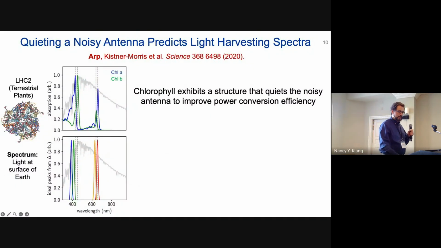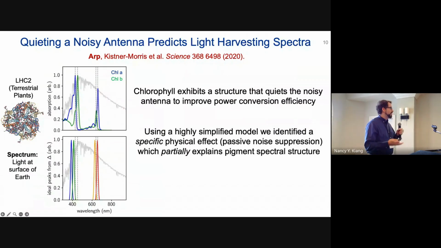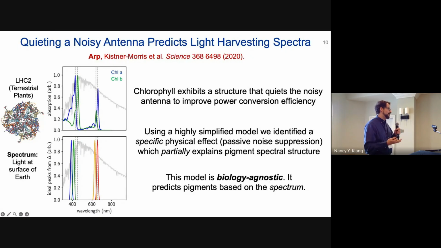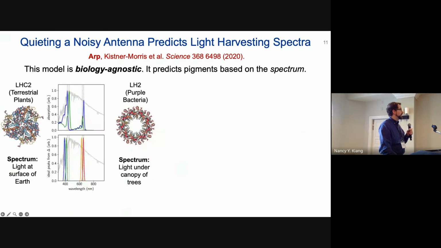Now, just to be clear about what we did here, we considered a very simplified model. There's a lot more going on in chlorophyll. There's a lot more reasons why chlorophyll is an awesome molecule, and this doesn't take away from any of that, but it can partially explain pigment structure. And it can do so in a way that is very interesting because it's biology agnostic. There are no real biological or biochemical details in this model. It's just based on the input spectrum. And that means that we can make some interesting predictions.